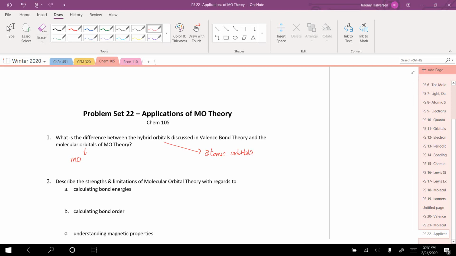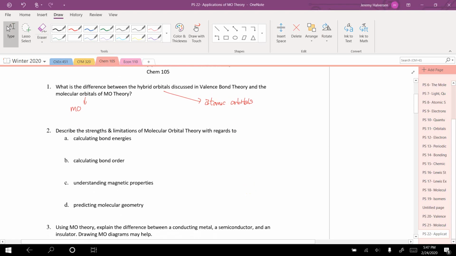So hybridized orbitals mix atomic orbitals together to make new atomic orbitals. Molecular orbital theory takes atomic orbitals and mixes them together to make molecular orbitals. So, good distinction to make. Describe the strengths and limitations of molecular orbital theory with regards to calculating bond energies.